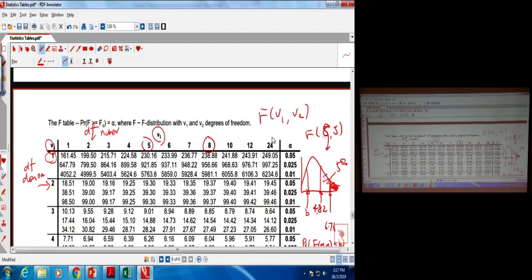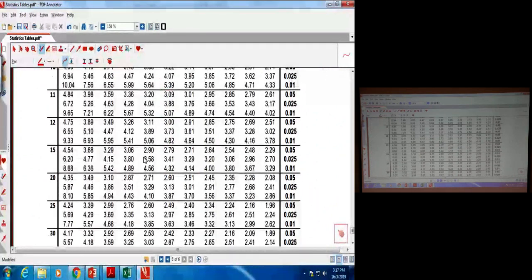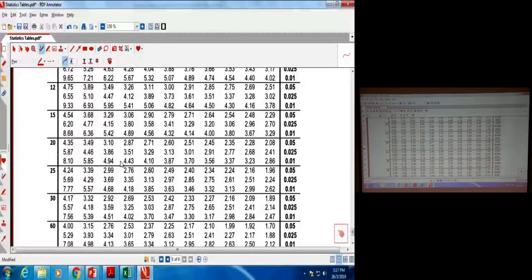F, 24 and 30. So I have 24, 30. Do we have 30? Oh, so it's here. This set of numbers. Greater than 2, I don't see the 2 there. But where is 2? 2 is between these two numbers. It is almost like the midpoint of these two numbers. So, take the average of 5% and 2.5%. So, greater than 2 with probability equal to the average of these two numbers.